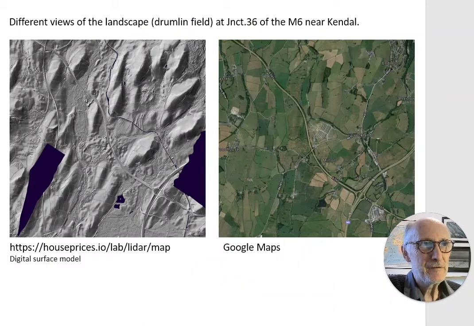So here are two images of exactly the same location. It's around the area of junction 36 on the M6, heading past Kendal in the English Lake District. And on the right hand side we have the Google Earth image, and you can just about pick out on that some of these topographic features elongated in the direction of ice flow, but they're not very easy to pick out amongst the clutter of the field patterns and the patches of woodland and the fields with different crops in, and the roads and the buildings and the patches of built up land. It's quite difficult to pick out the topography amongst all that.